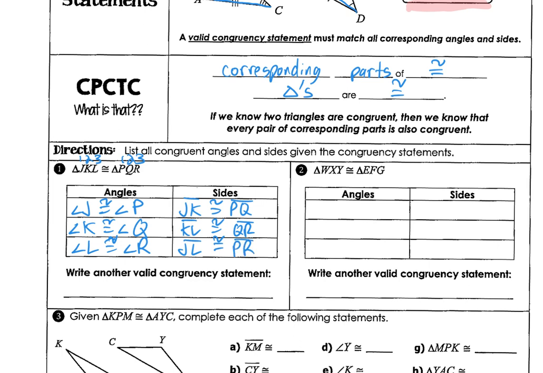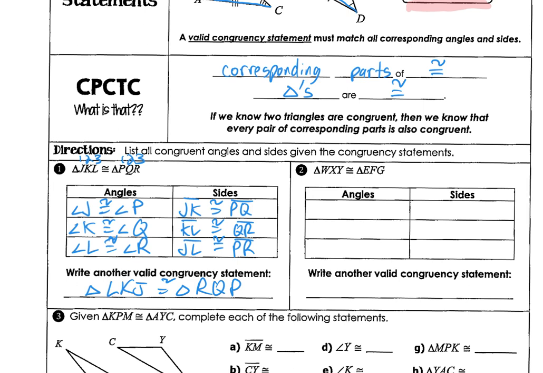Now when it says another valid congruency statement, that really just means rearrange the letters. Like you could just go in reverse. LKJ is congruent to RQP. As long as every letter still matches up based on its original order, you're fine. So you can try number 2 here. I'm going to go over the answers in just a second, so you can pause it, try it, and then look and see what I get.